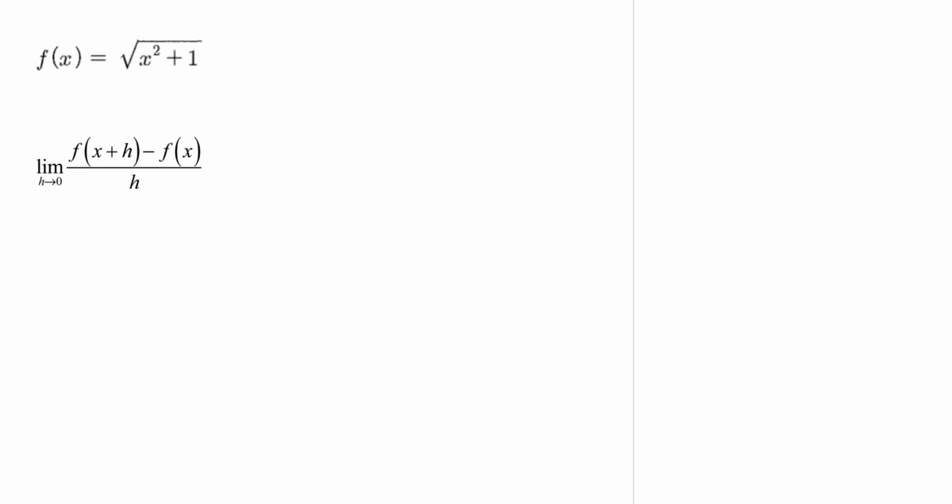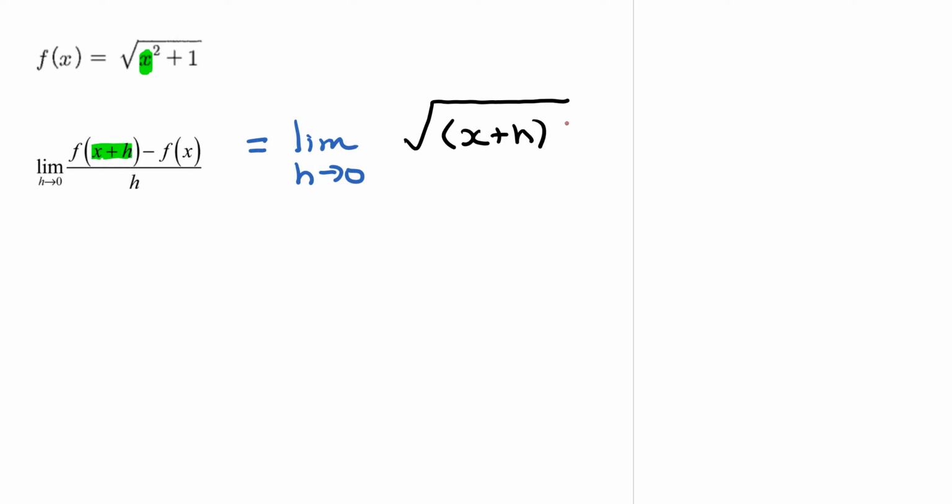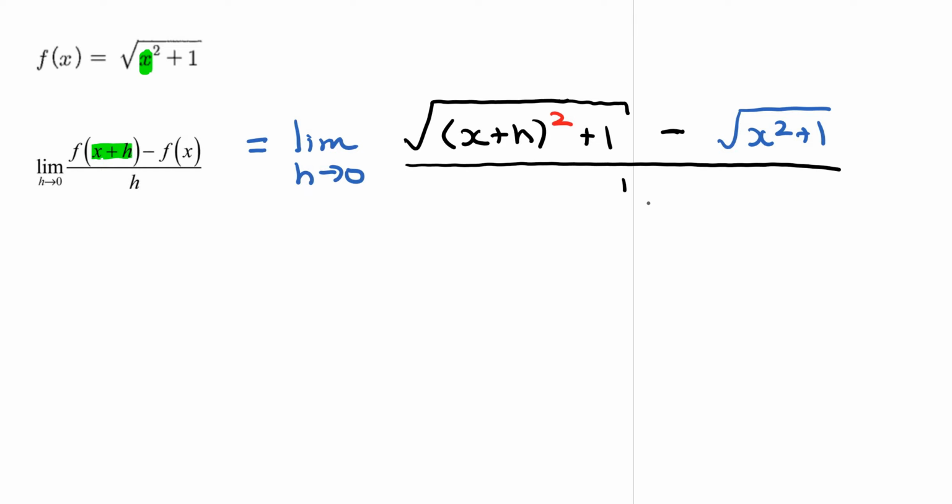Okay, let's take a look at this square root example here. Once again, we're going to apply the definition of the derivative. So this is the limit as h goes to 0. And basically this x plus h means that anytime you see an x in the original function, that part gets replaced with x plus h. And then there's a squared there, and then a plus 1. And then minus the original function, which is just x squared plus 1, and then we divide the whole thing by h.